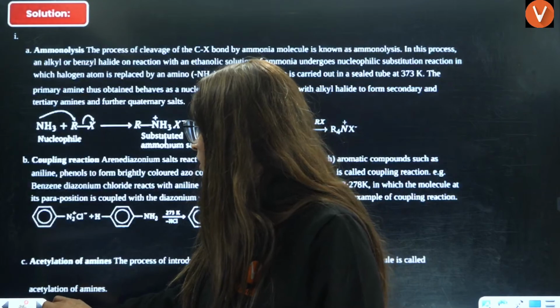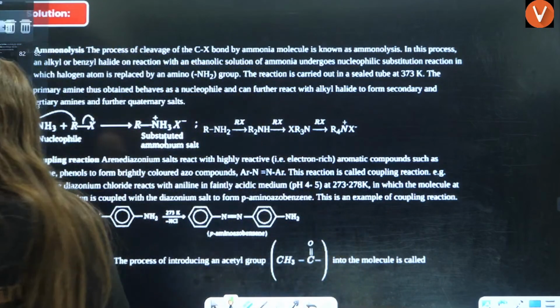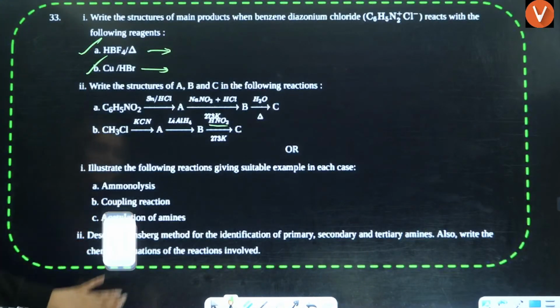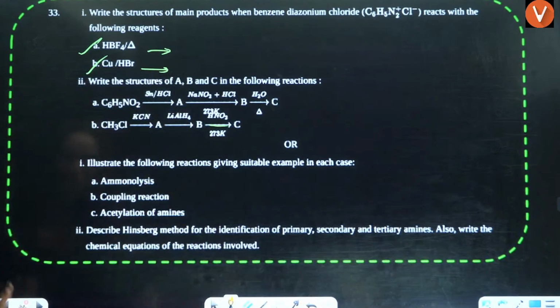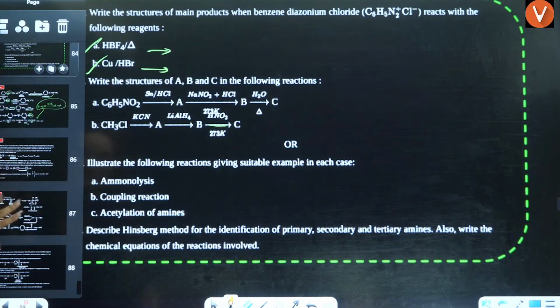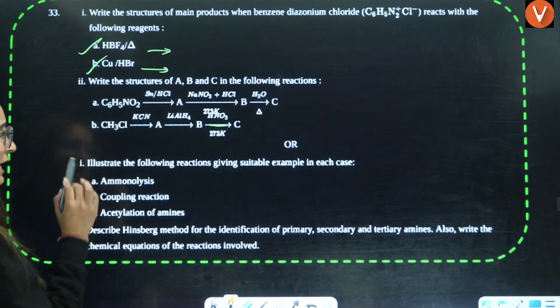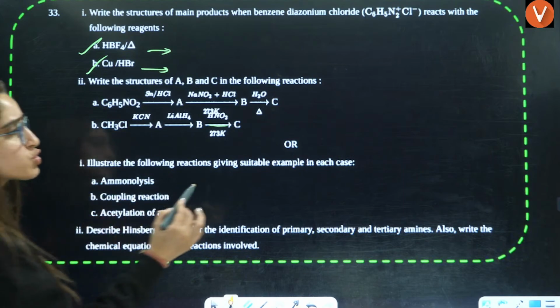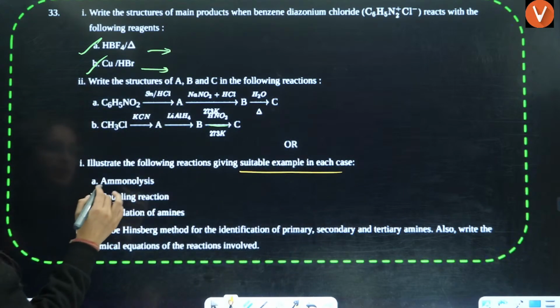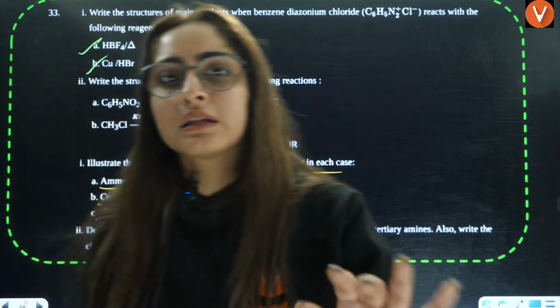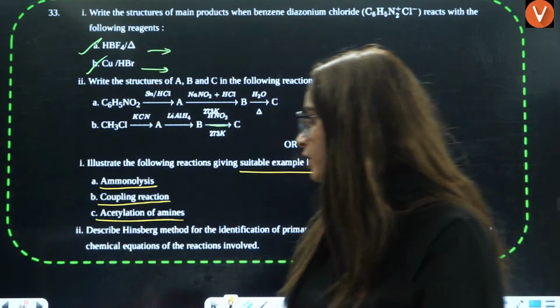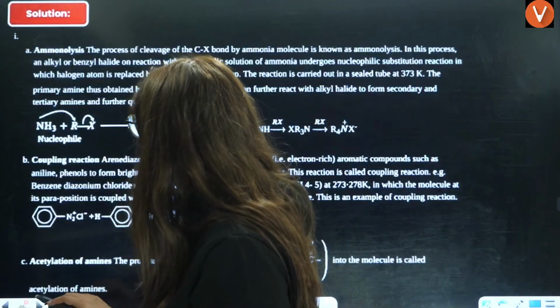Okay, next is, there is some OR part also. We are doing the full paper. I think this is the last question, the OR part. Let us see the OR part. Illustrate the following reactions giving a suitable example in each case: ammonolysis, coupling reaction, acetylation of amines. Three very, very important reactions we have here. Let us see one by one.